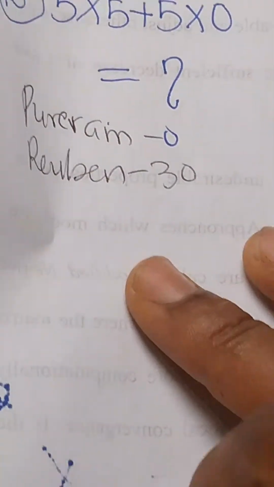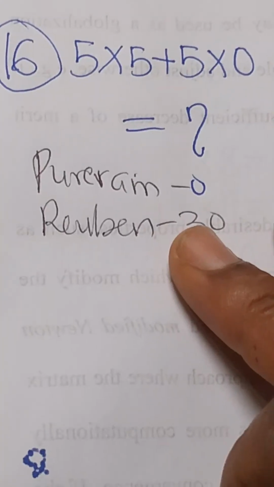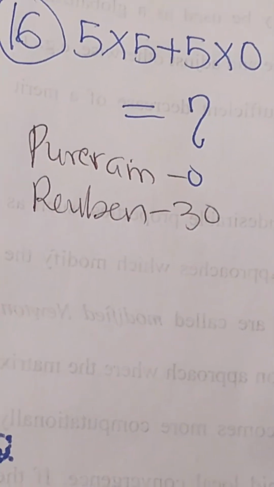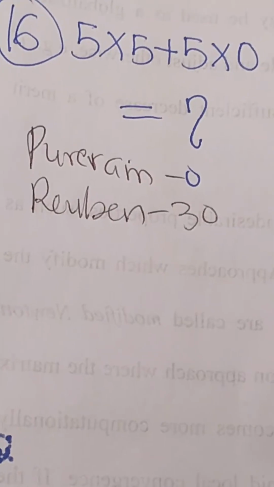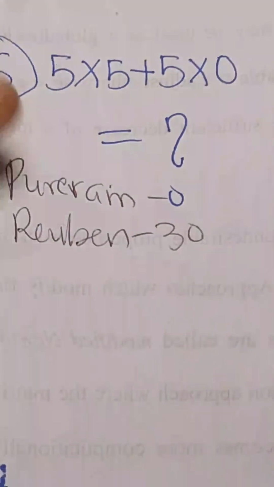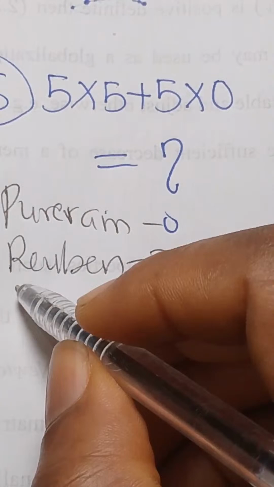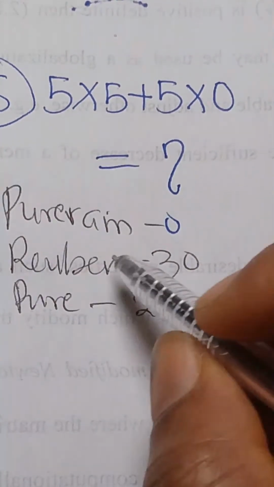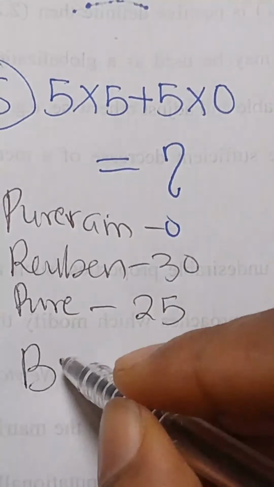So let me solve it. Pure Rain says 0. Pure Rain, I don't understand you. Okay, my final answer is 25. Your 25 is after Ruben's quiz answer. Pure Rain, 25. So let's solve it. So remember, we use BODMAS. This question is very easy.